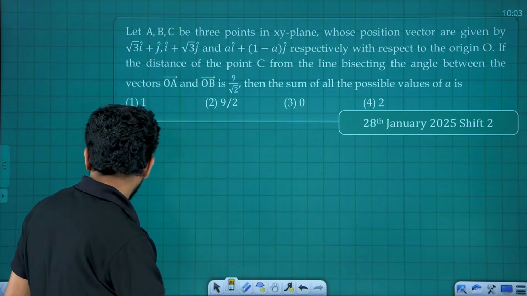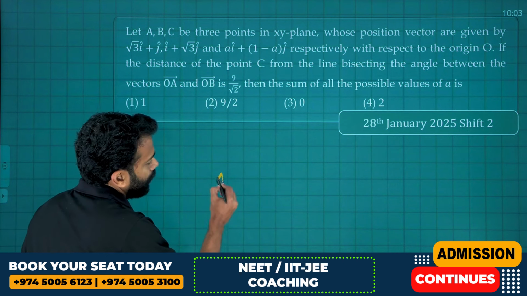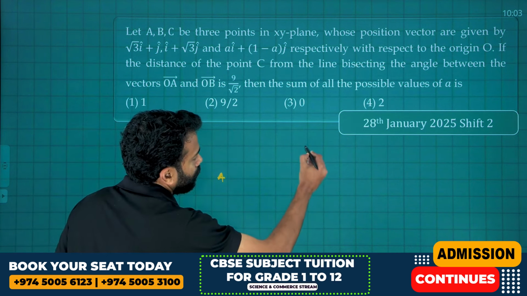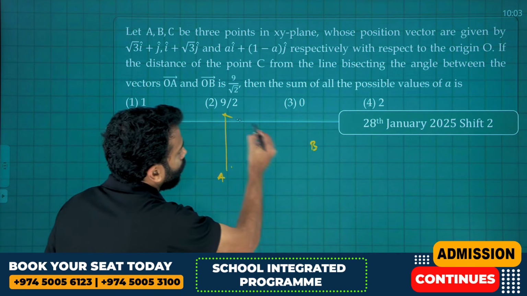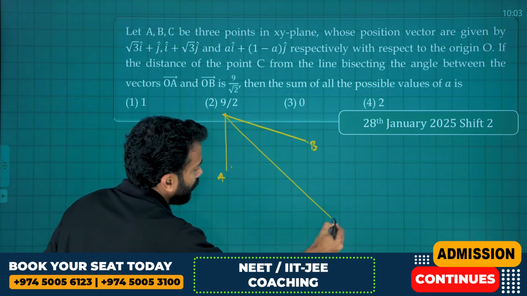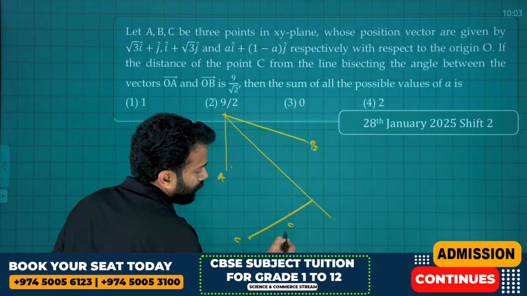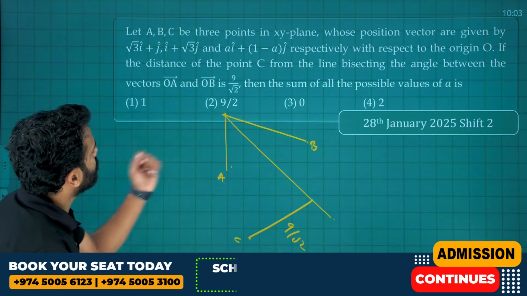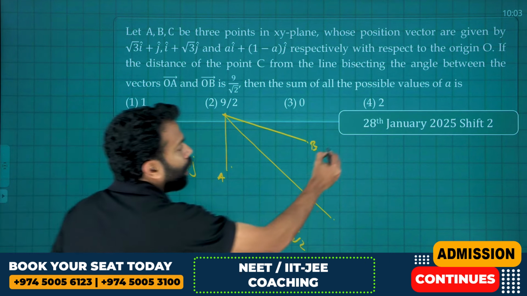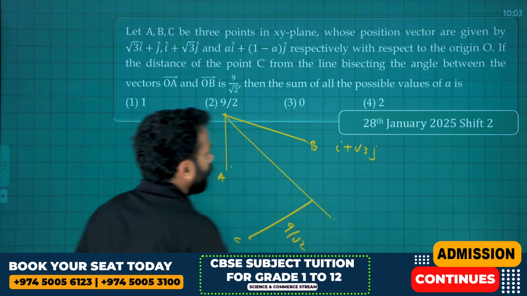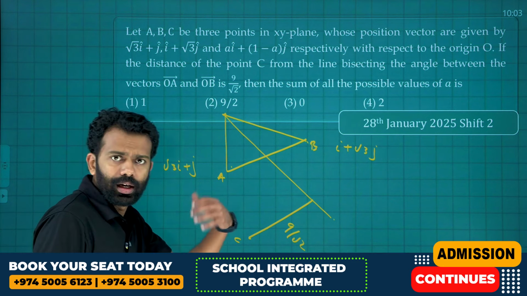Let's draw the figure first. Let's draw A here and B here, and let's take the origin here. That is OA, OB, and it is the angular bisector. Let's take the point C from here. And the perpendicular from C to this line is what? 9 by root 2. And what is vector A? That is root 3 i plus j. And what is vector B? i plus root 3 j. We have done these questions in the last session.